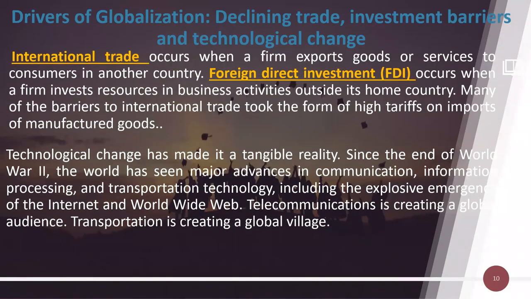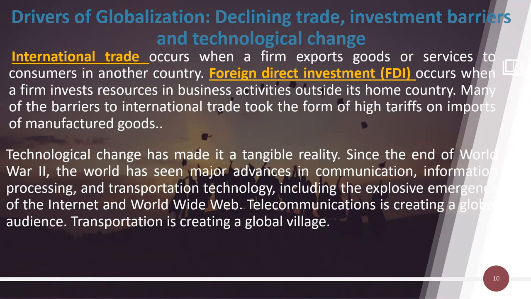Now we go to the drivers of globalization. The drivers of globalization are declining trade and investment barriers, and technological change. International trade occurs when a firm exports goods or services to consumers in another country. FDI occurs when a firm invests directly in another country. I think I already discussed this, so I'm not going to elaborate. Third, technological change has made it a tangible reality since the end of World War II.